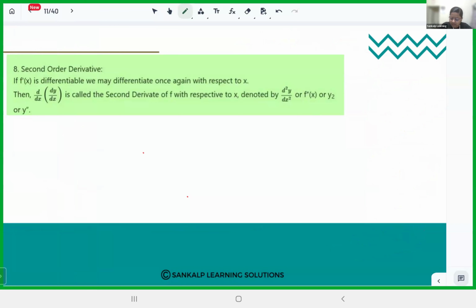Okay, so we are differentiating the first derivative, we are finding the derivative of the first derivative, so it will become the second derivative. Okay, so the notations are d square y by dx square, f double dash of x, y2 or y double dash. See, these are all the notations of the second derivative.